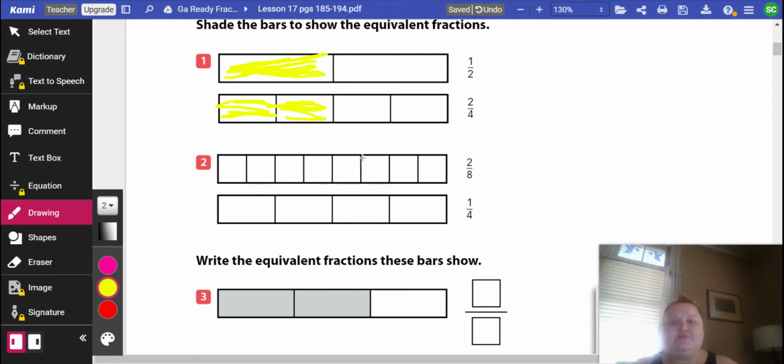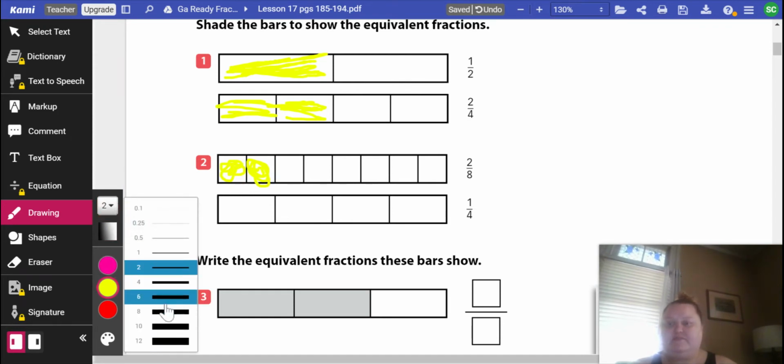For question number 2, we're going to shade in 2/8. Make this a little bit wider. Maybe this will go faster.